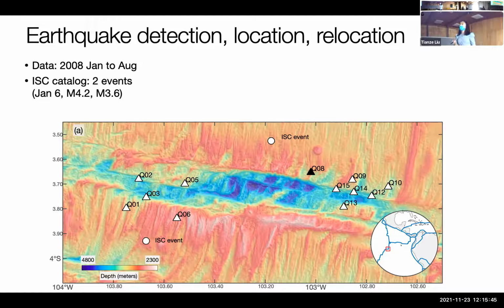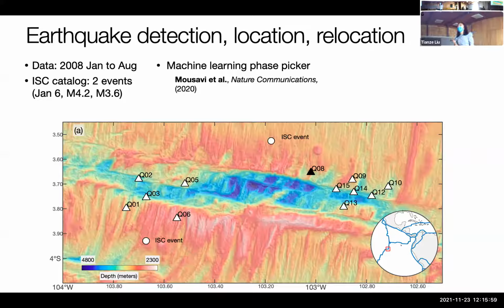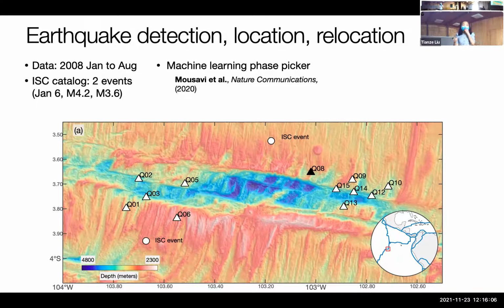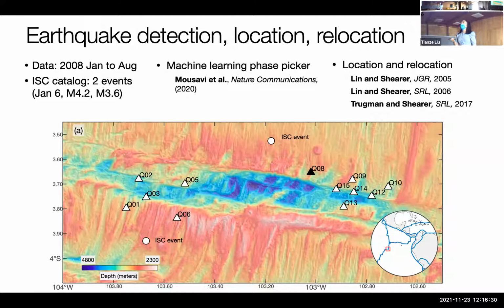Processing OBS data used to be thought very difficult because it's hard to pick the P and S phase arrivals on OBS data. In our study, we use a machine learning phase picker developed by Mousavi et al., and this method works very well on our data set. Now I can pick the P and S phase arrivals on my own laptop with this data set in about a week's time, which greatly reduced the work we need for picking seismic arrivals. And later, we used the method developed in Professor Peter Shearer's group to conduct the location and the relocation.